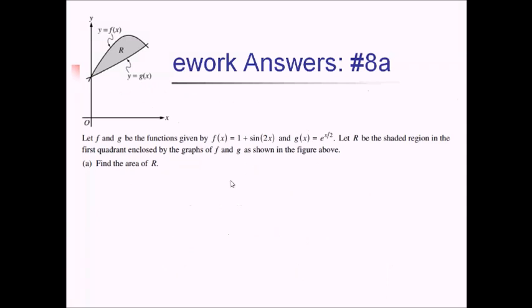On this free-response problem, calculator-based, f and g are the following functions given here, and R is this shaded region. They gave us a graph of it, and they even told us which one of these was f and which one was g. That was so nice of them. So we want to find the area of this R region.